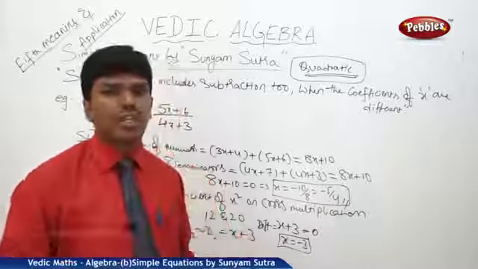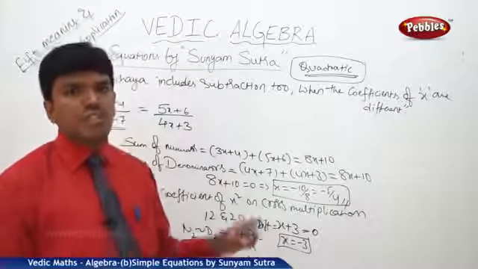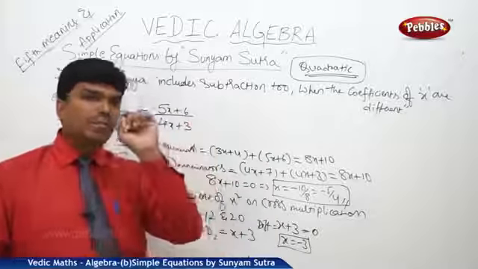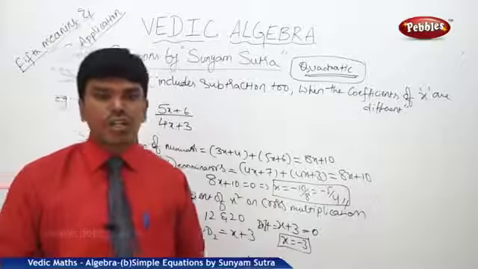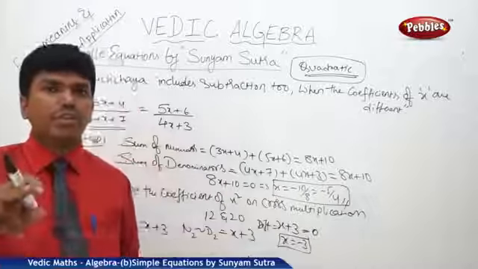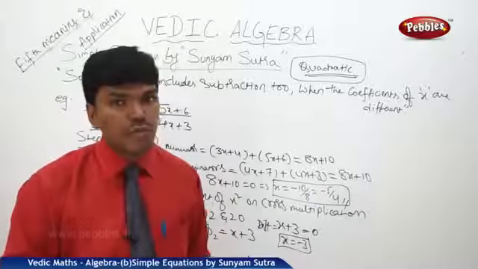To get the solution in this kind of equation, simply observe the coefficients of x square on cross multiplying. Those are 12 and 20. They are not equal. If they are not equal, immediately you need to go for the subtraction of samuchaya 2.